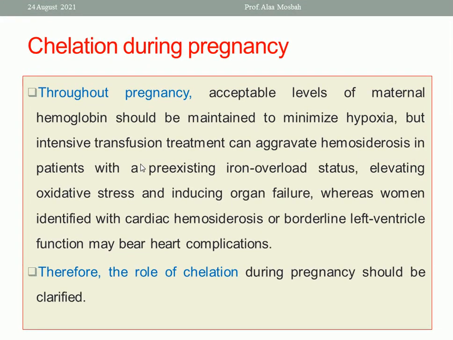Chelating drugs during pregnancy. Throughout pregnancy, acceptable levels of maternal hemoglobin should be maintained to minimize hypoxia, but intensive transfusion treatment can aggravate hemosiderosis. And this is one of the complications of blood transfusion. In patients with pre-existing iron overload status, elevating oxidative stress and inducing organ failure, whereas women identified with cardiac hemosiderosis or borderline left ventricular function may bear heart complication. Therefore, the role of chelation during pregnancy should be clarified.